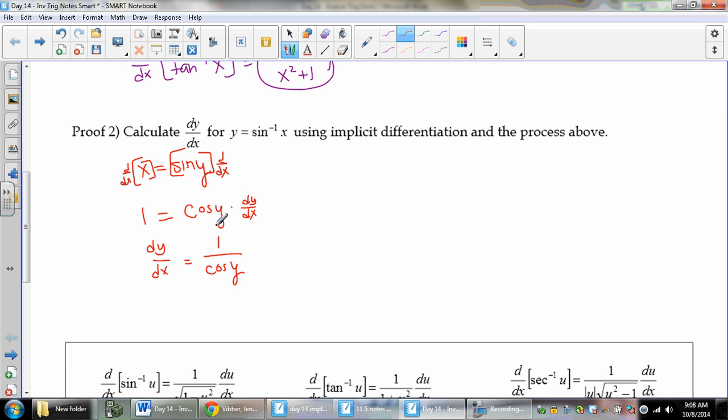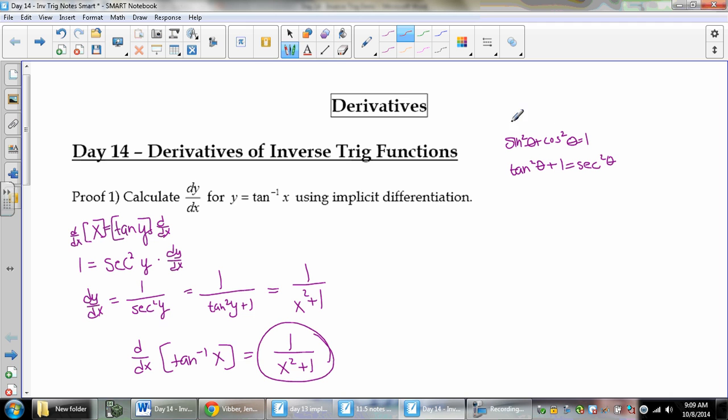And then I'm going to say, well, I really want this to be in terms of sine y so that I can then put it in terms of x. Well, if I go back to the top, sine squared plus cos squared equals 1. So if I rearrange this to make it cosine equals, it would be cos theta equals plus or minus the square root of 1 minus sine squared.